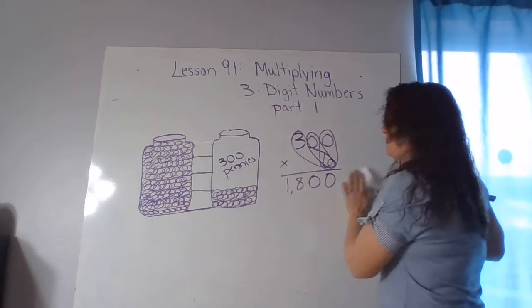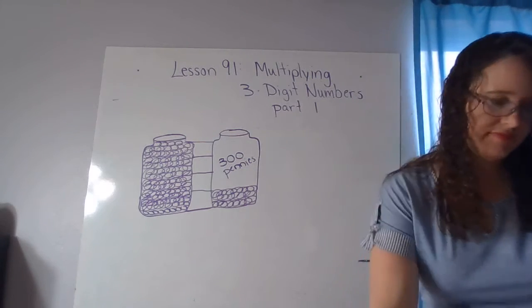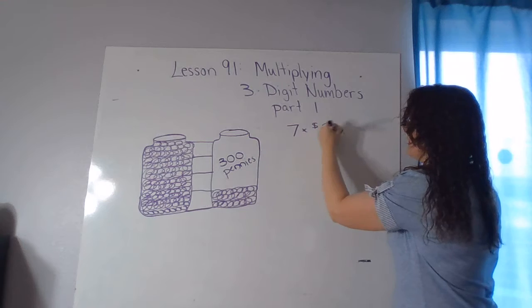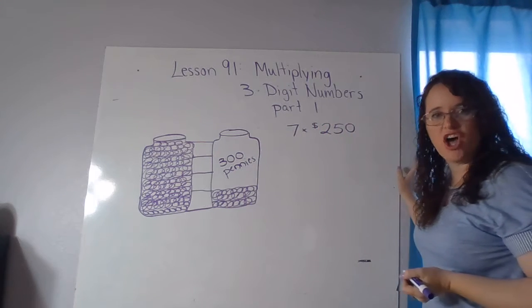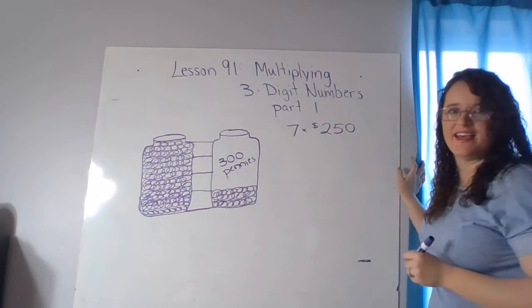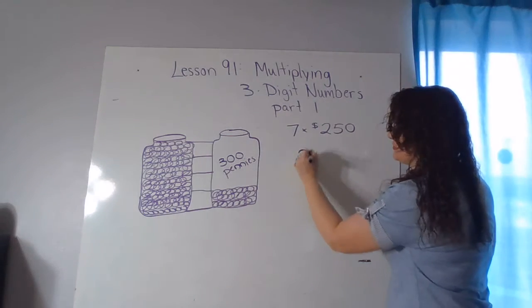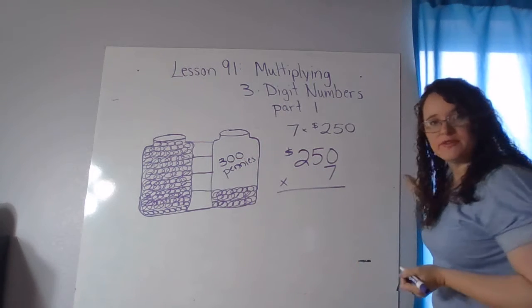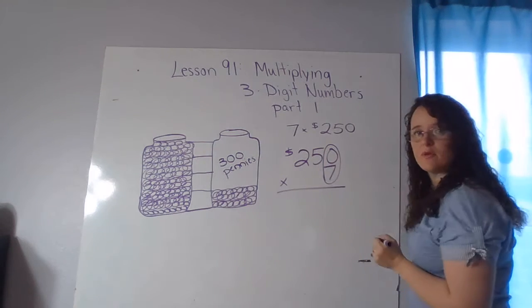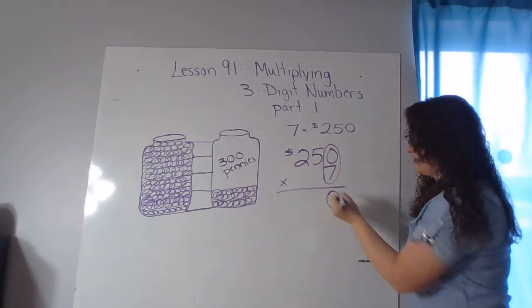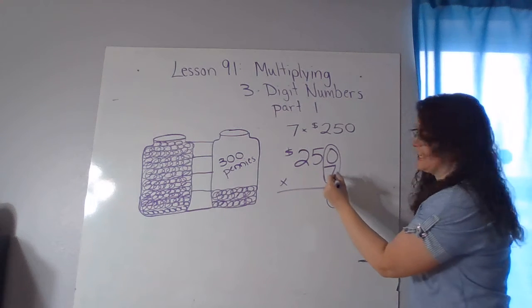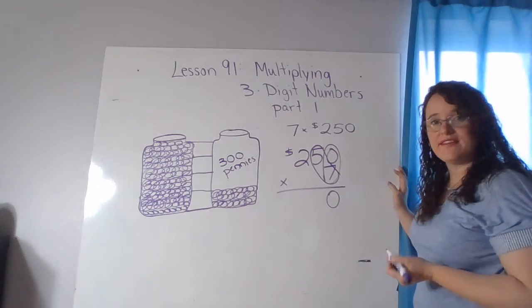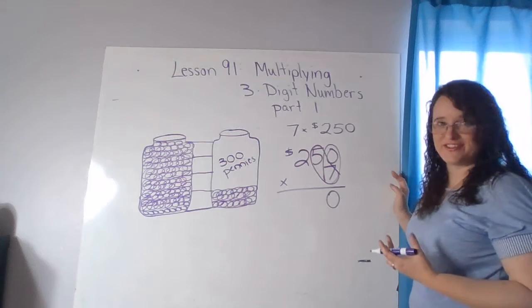All right, our next example is going to be a little bit more tricky. In this one, it says multiply 7 times $250. I don't want to write it like that. I don't like it like that. Let's write it vertically. So we're going to do $250 times 7. And we do the same thing. We multiply our ones first. So 0 times 7 gives me 0. Then we multiply our tens. So now we're doing 7 times 5. So 7 times 5 is 35.